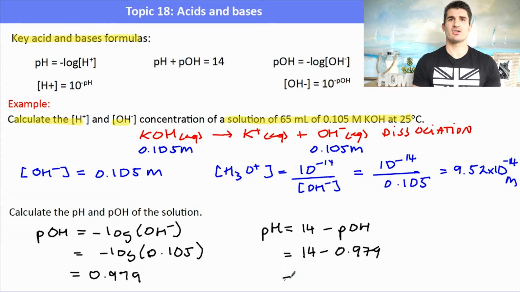Keeping the numbers in your calculator before, we see that the pH is equal to 13. Now I know that looks a little bit funny, but I have rounded those numbers a little bit. Keep the numbers in your calculator, round right at the very end.